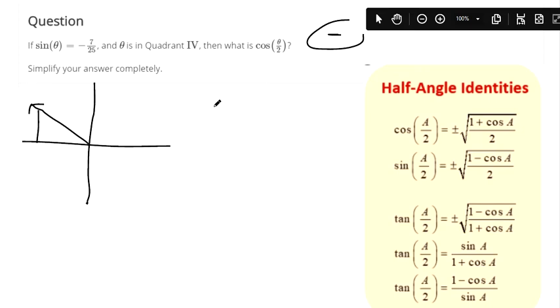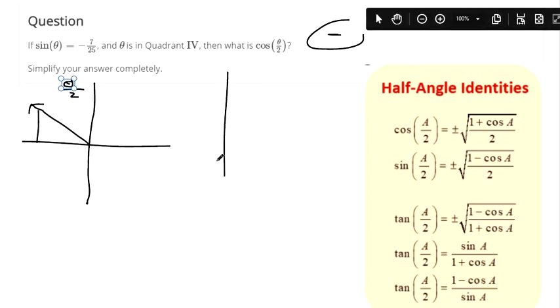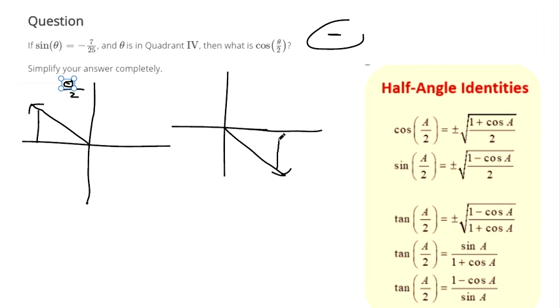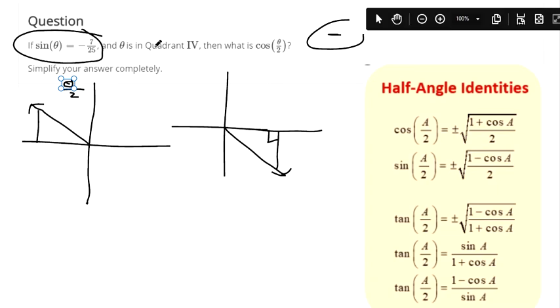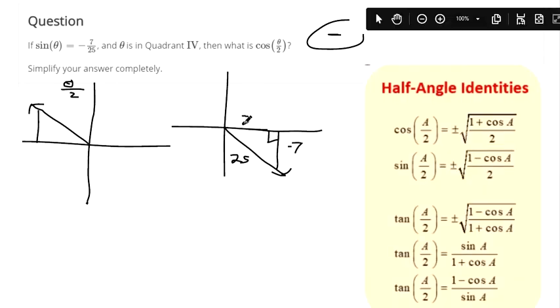And then, now that we know that the answer is going to be negative, cosine of theta over 2, that's going to use this half angle identity. So we need to know what cosine of theta is. This is theta over 2 that we drew. So let's draw theta, somewhere in the 4th quadrant, they said. And the opposite was 7. That's a -7 because we're going down. The hypotenuse is 25. So if we use a squared plus b squared equals c squared, we should get 24 for the missing side over here. And that's positive because we're going in the positive direction of the x-axis.